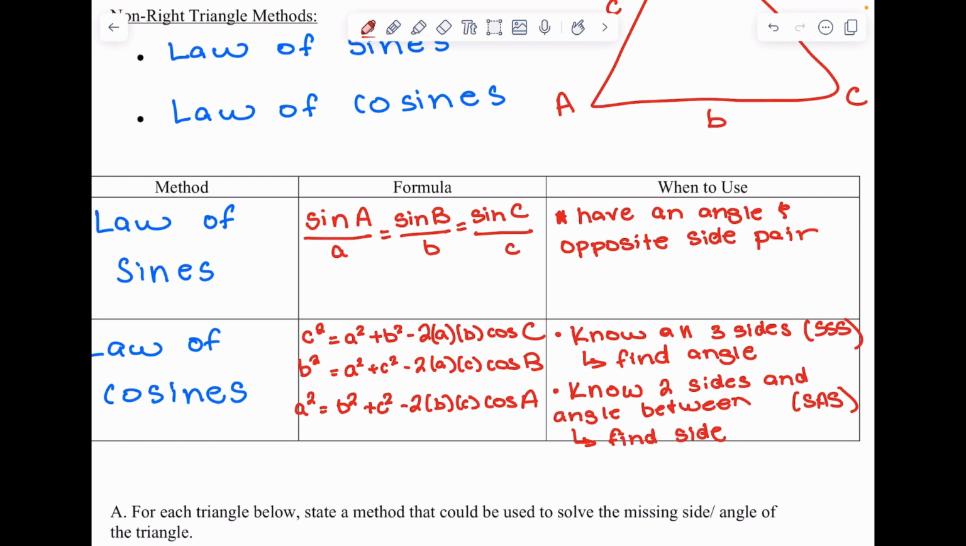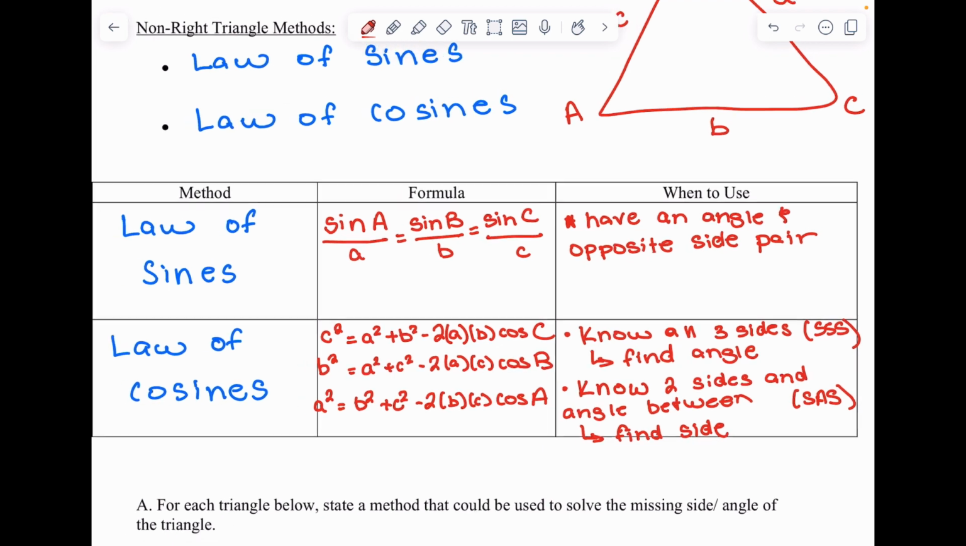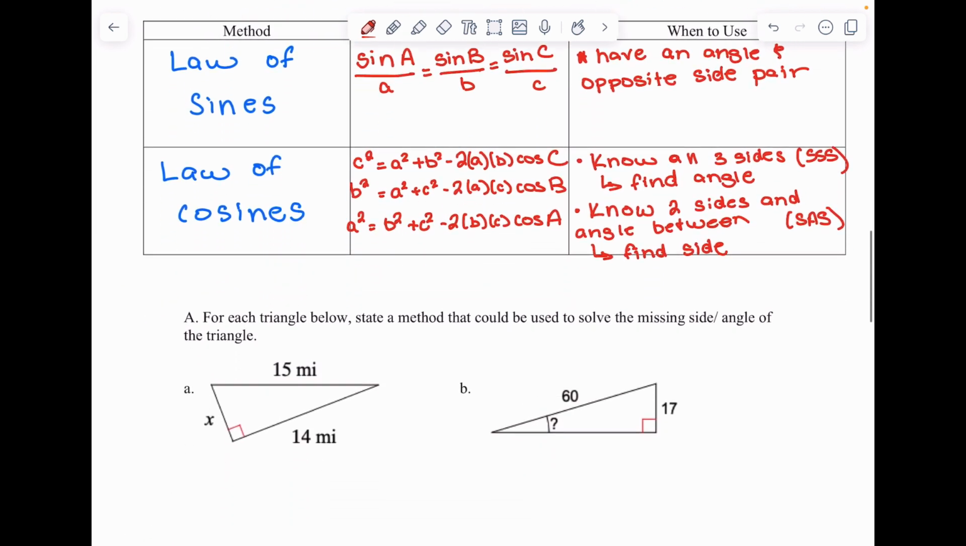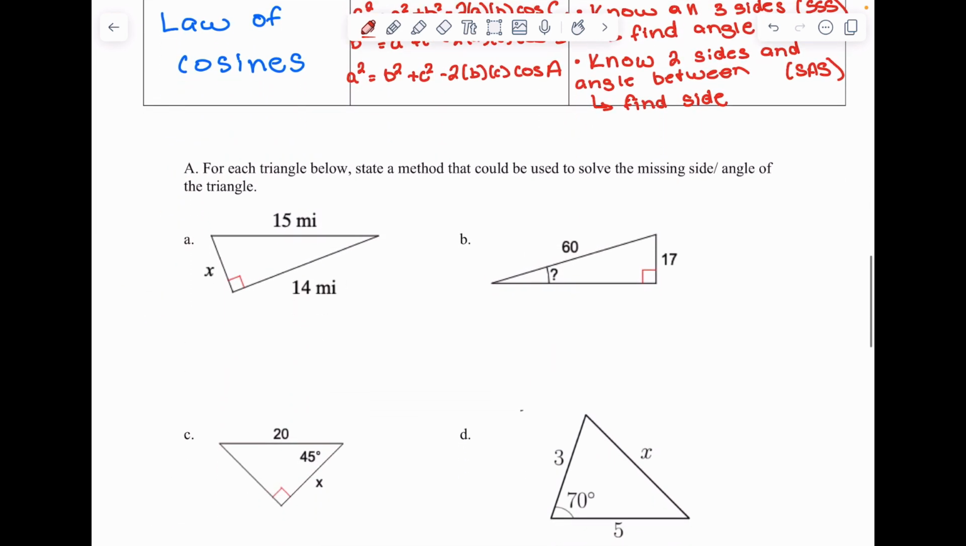And so those are our methods for solving a non-right triangle. Law of sines we use when we have a complete angle and opposite side pair, and law of cosines we use when we see an SSS or an SAS. So we are going to practice determining which method to use. For these four triangles, we're not actually solving anything. We're just going to assess the information that's given to us and what we're trying to find, and what method would be appropriate in that case.